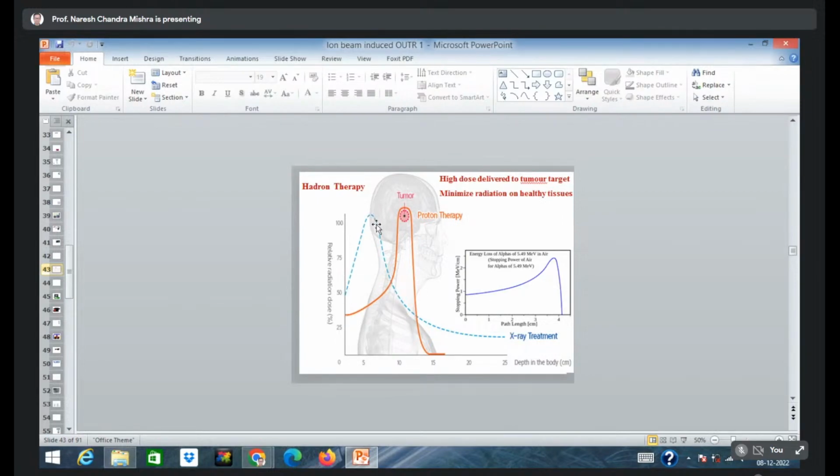However, compare that with X-rays, this dotted blue line, that kills ordinary cells more, but doesn't affect the tumor cell much. Tumor is much less affected. Yeah, that's a very nice question.